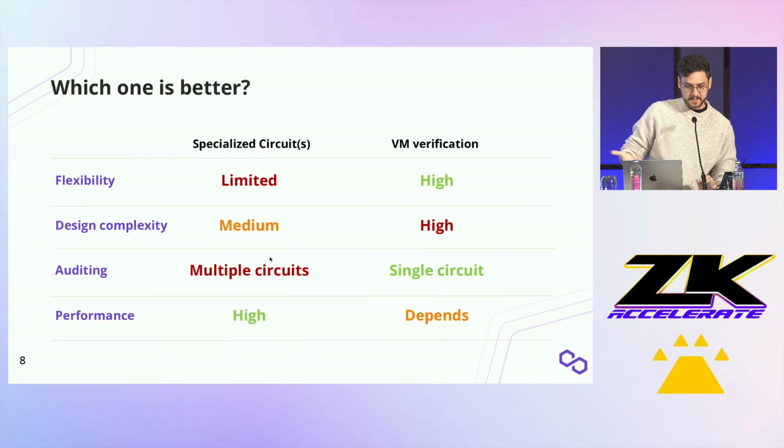And the last dimension is performance. In this case, the specialized circuit would definitely be the best version for performance. And the recursive verification inside the virtual machine depends, and that's basically what the talk is going to be a little bit about.